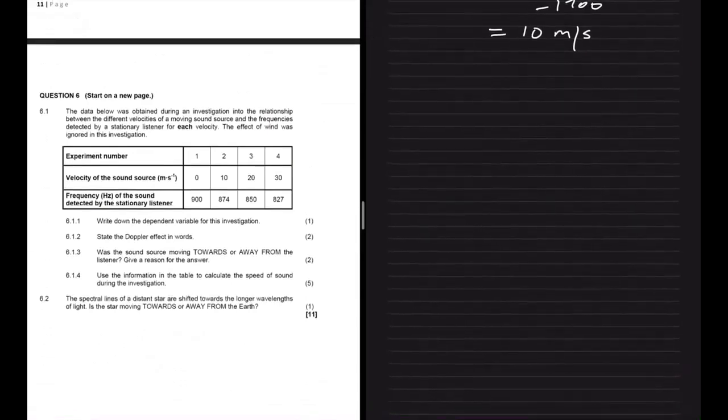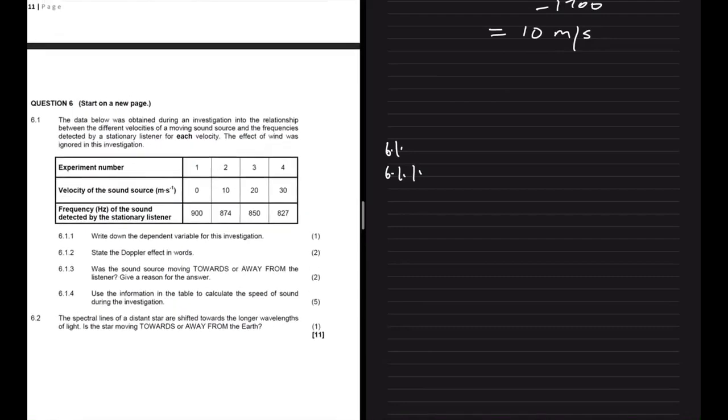So question 6.1, start by reading the problem statement like we always do. The data below was obtained during an investigation into the relationship between the different velocities of a moving sound source and the frequencies detected by a stationary listener. For each velocity, the effect of wind was ignored in this investigation. The first question says, write down the dependent variable for this investigation.